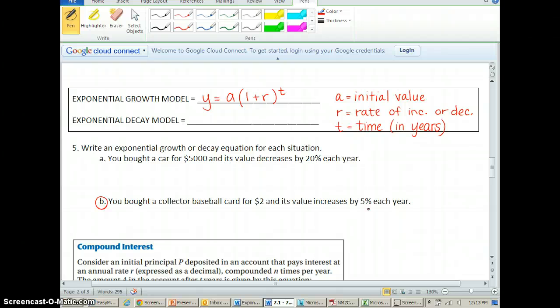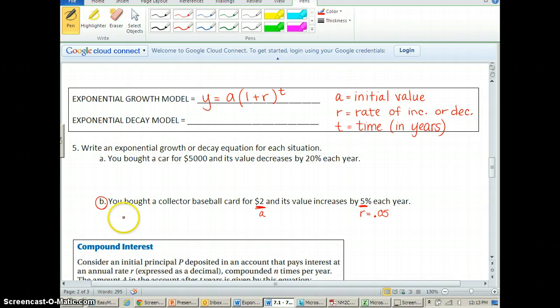So the way that we would set this equation up, we know that our initial amount is 2. That's going to be our a. And this percentage is going to be our r, but it has to be written as a decimal. Remember, 5% would be 0.05. Now notice we're not solving anything here, so they didn't give us time. We're just trying to write the model or the equation that's going to tell us about this.